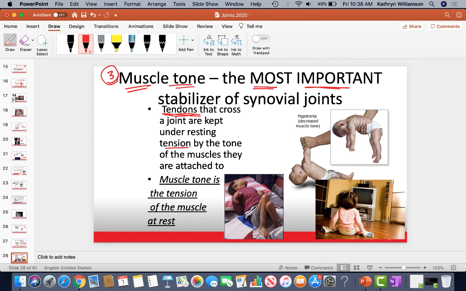And I just wanted to show you a couple examples. If you've ever seen kids sit like this, we call this W sitting. That's basically just because they're super flexible in their knees and hips when they're little. This is an example of hypotonia. So this is decreased muscle tone that you commonly would see in newborn babies. And then here's an example of a child with increased muscle tone. It's neurological in nature, but you've got increased muscle tone, so you've got increased tension of the muscles that cross that joint.